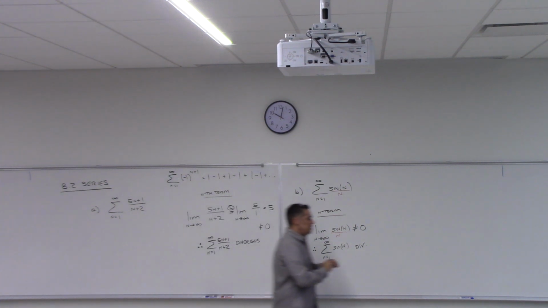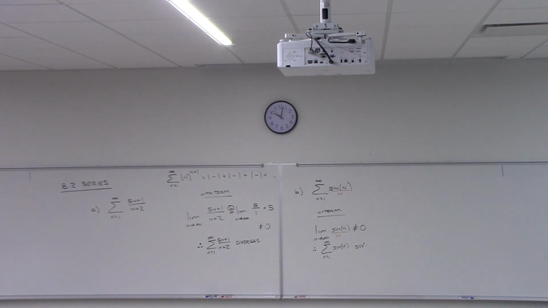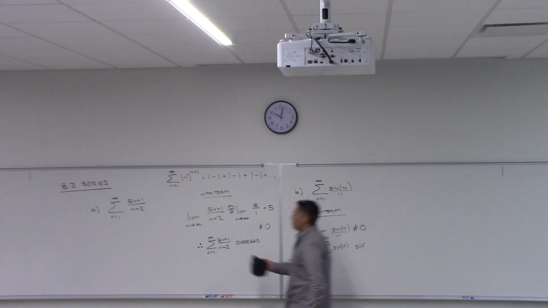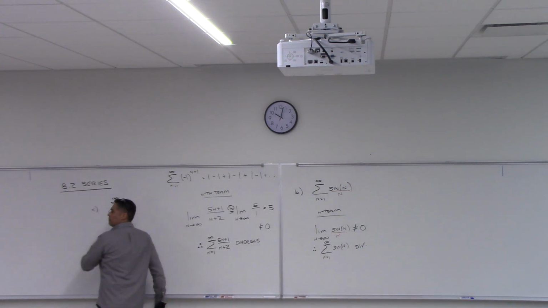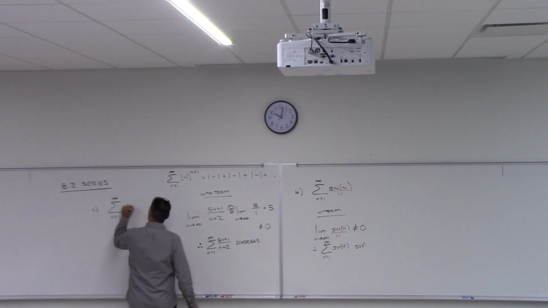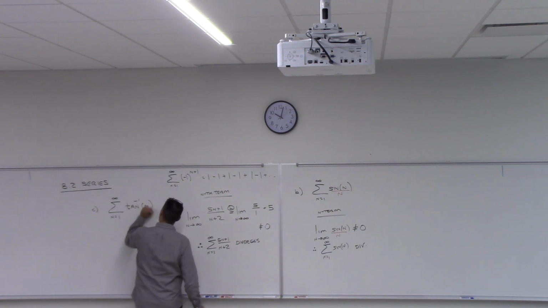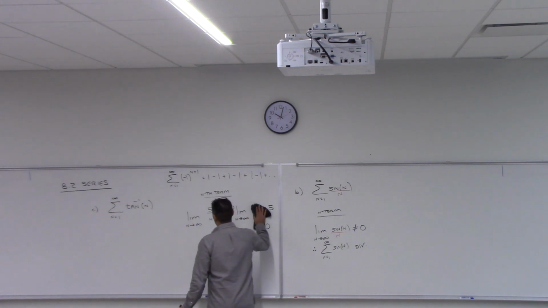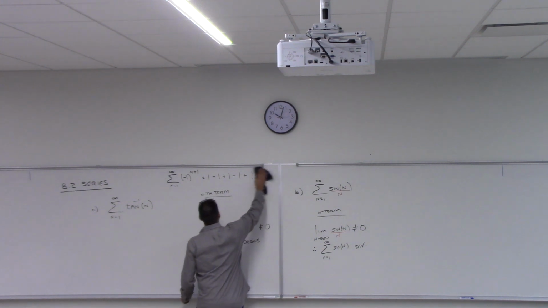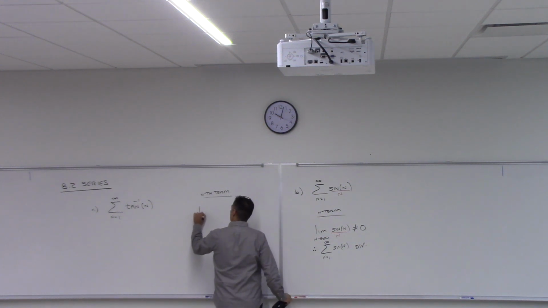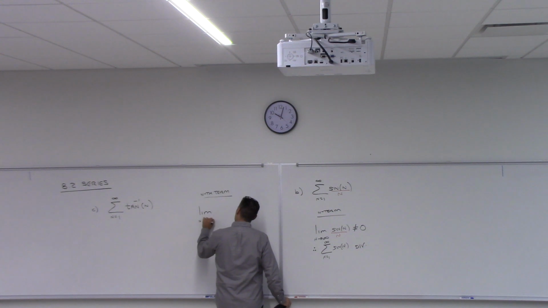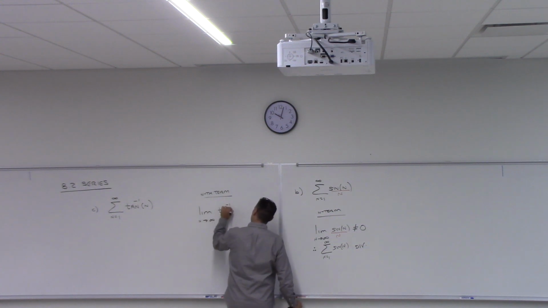All right, last one. Last example. All right, this always gets everybody. Not everybody, it gets a lot of people. Tan inverse n. So I'm going to do the n-term test again, right? So I'm going to take the limit as n goes to infinity of inverse tangent of n.